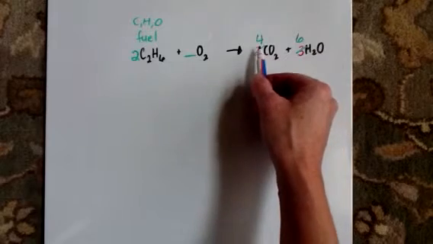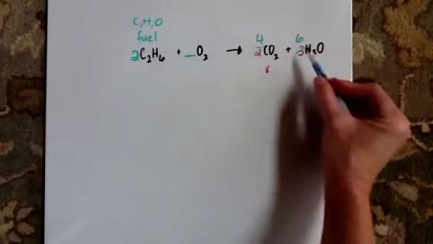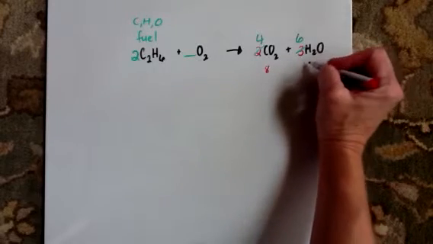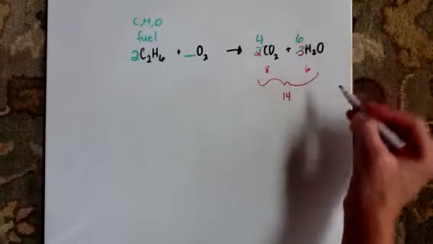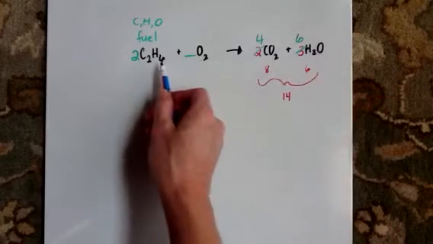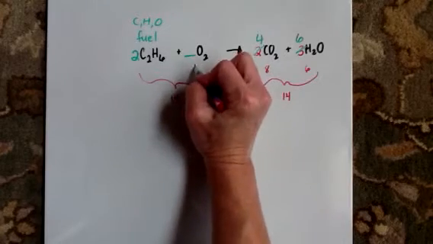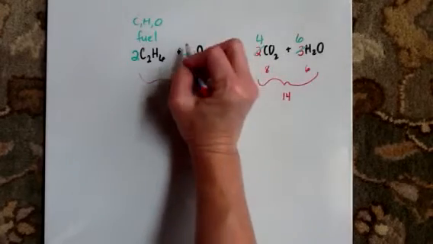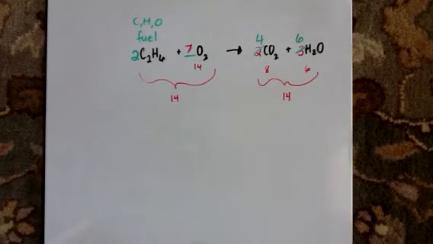Let's check our oxygen now. 4 times 2, that gives me 8 here, plus 6 here. That gives me a total of 14 oxygen in my product. I don't have any here. So I need to get all 14 from the O2. I'm going to put a 7 in front, and now everything is balanced.